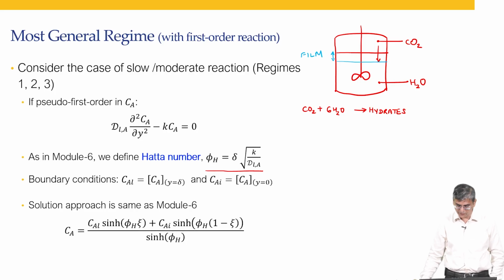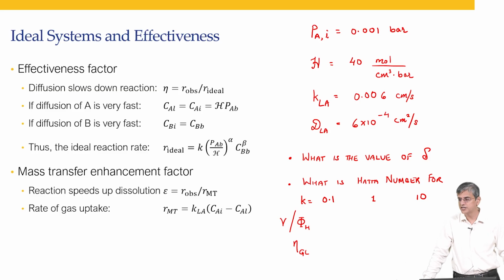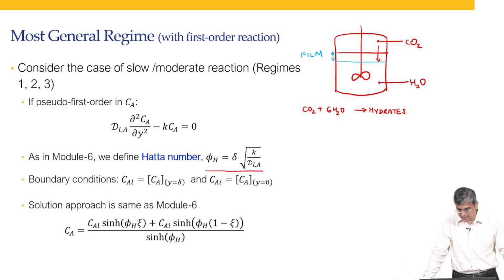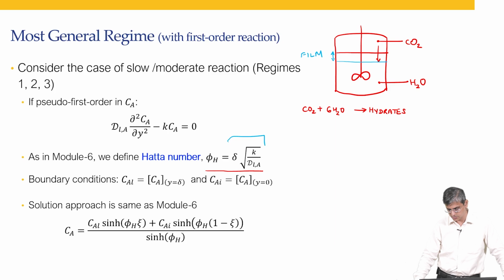What's the thickness of the film? Thickness of the film is nothing but diffusivity divided by the KL. How do we get KL? We get KL experimentally. So that is the first part done. Thereafter, you substitute the values of KL into this particular expression for delta, and you will get the value of phi.